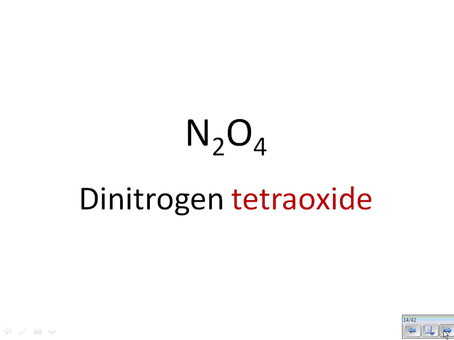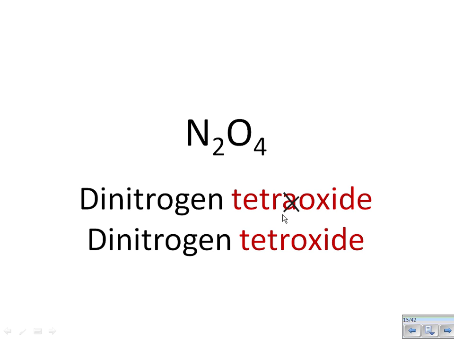Sounds like we should be done, but when we've got 2 vowels next to each other, it's just a little bit awkward. So what we are going to do is drop the A from tetra and simply say dinitrogen tetroxide. So if you have 2 vowels together, you're just going to drop the vowel from the prefix.